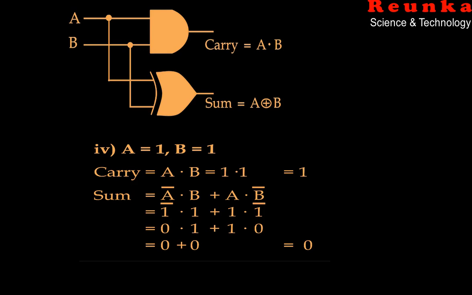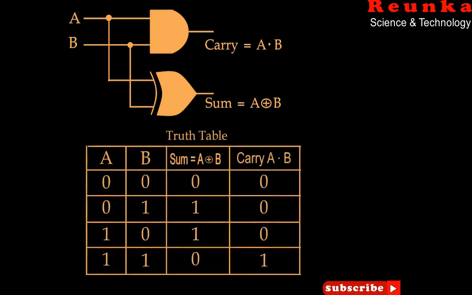So at the output, 0 plus 0 will be 0. When A equal to 1, B equal to 1, the output will be sum equal to 0 and carry equal to 1. From the truth table you can see that for 0 plus 0, obviously sum and carry both will be 0.